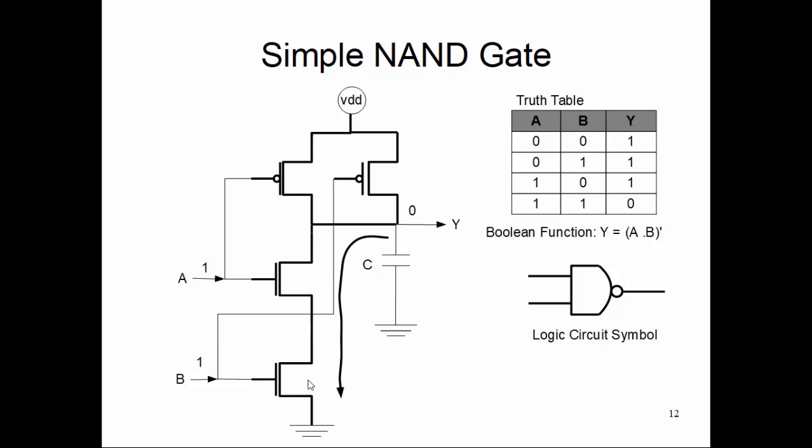So this is the implementation of a NAND gate, for which we can look at the symbol. The logic circuit symbol is like this.